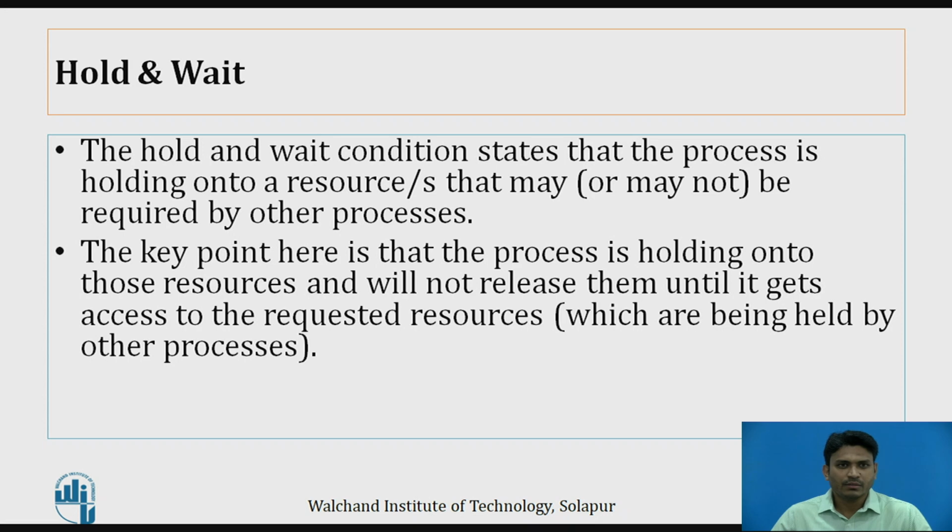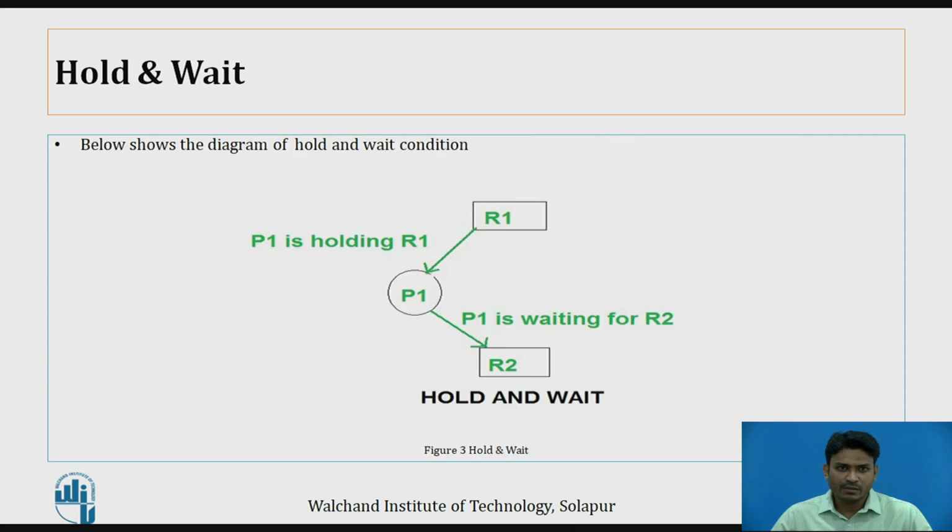Now hold and wait. The hold and wait condition states that the process is holding onto resources that may be required by another process. The key point here is that the process is holding onto those resources and will not release them until it gets access to the requested resources which are being held by the other process. That is nothing but hold and wait.